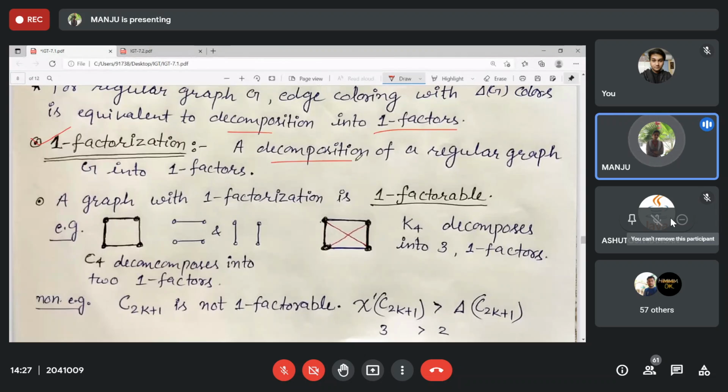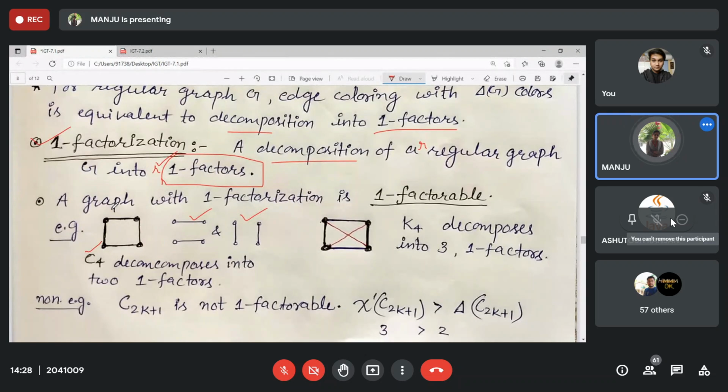Then you have one factorization. One factorization, again the same thing as I discussed. This is the decomposition of a regular graph into one factors, and if it is an r regular graph, then r number of one factors will exist. For example, in C4, C4 is 2 regular, so there will exist 2 one factors.